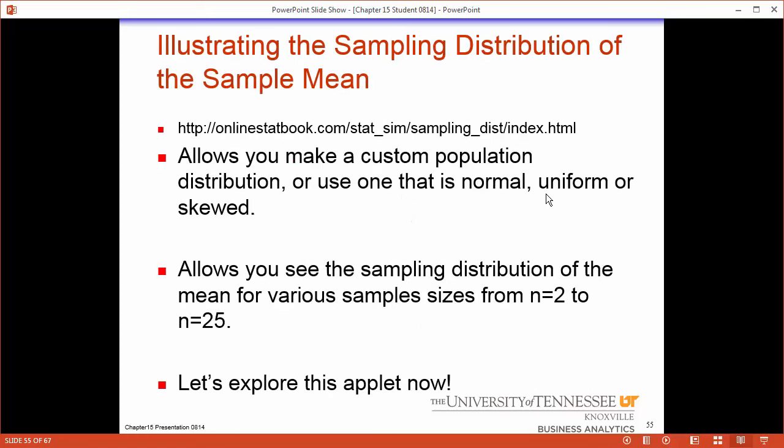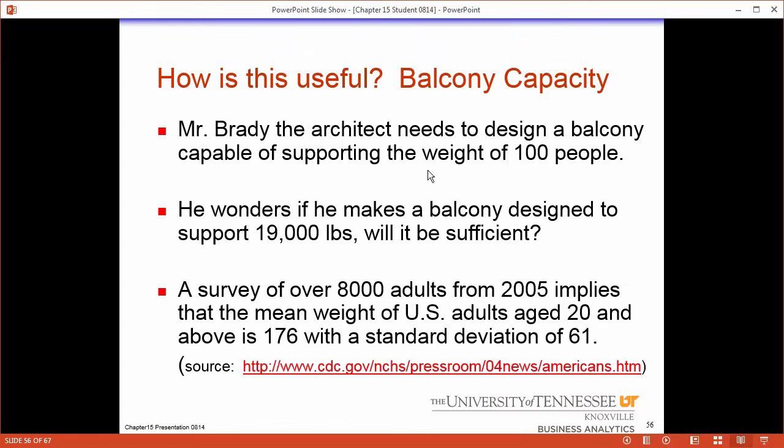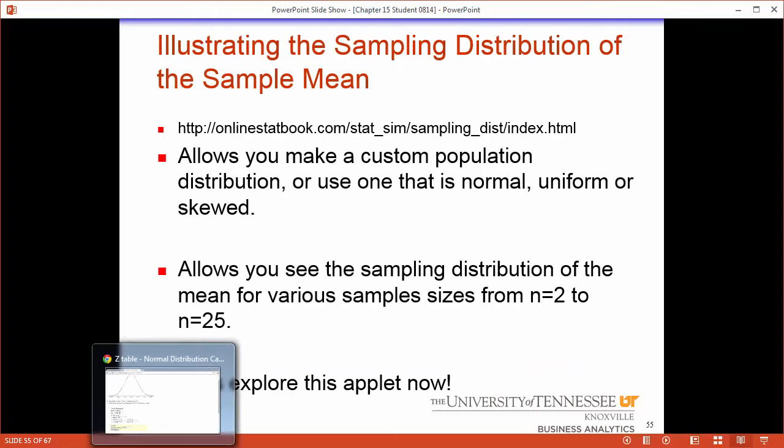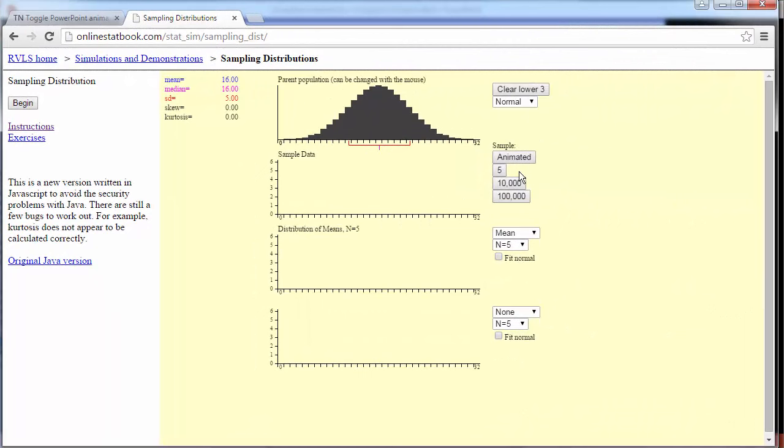So with this in mind, we can use this applet, which I'll show you right now. This applet is amazing to use because it shows exactly what we're doing. So let's take a look at it. Okay, let's begin this applet. Okay, this is our distribution of pure quantitative data. It has a mean of 16 and a standard deviation of 5.